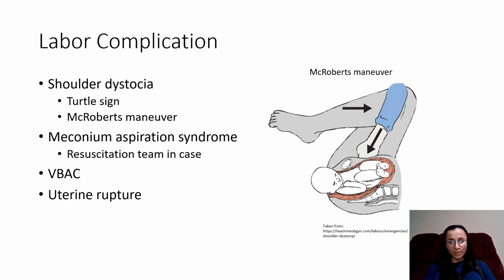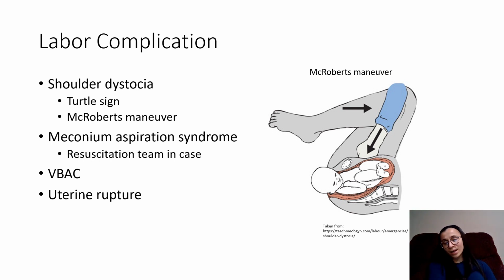The next labor complication is meconium aspiration syndrome. It's a type of aspiration pneumonia. Meconium is the baby's first stool, which is supposed to happen outside, but the baby pooped in utero. The risk is that when the baby comes out, it could aspirate the meconium into the lungs. So if this happens, you need the resuscitation team at birth in case the baby swallows it.